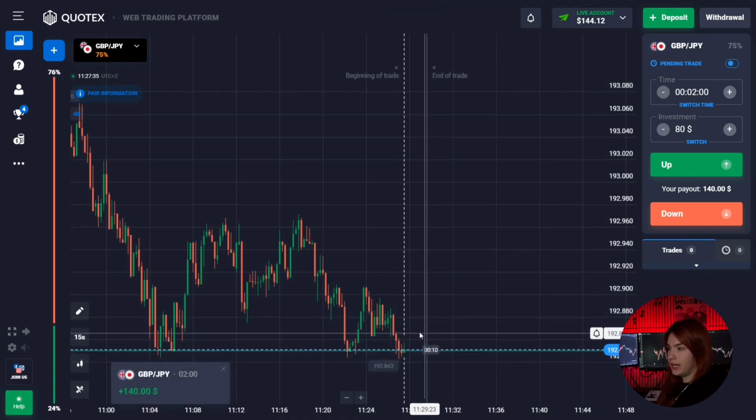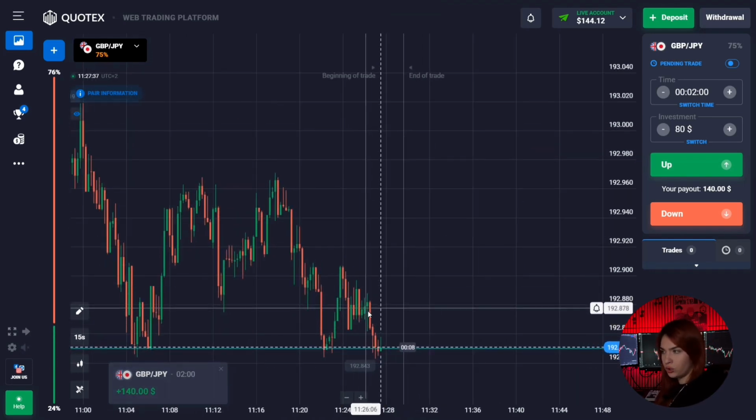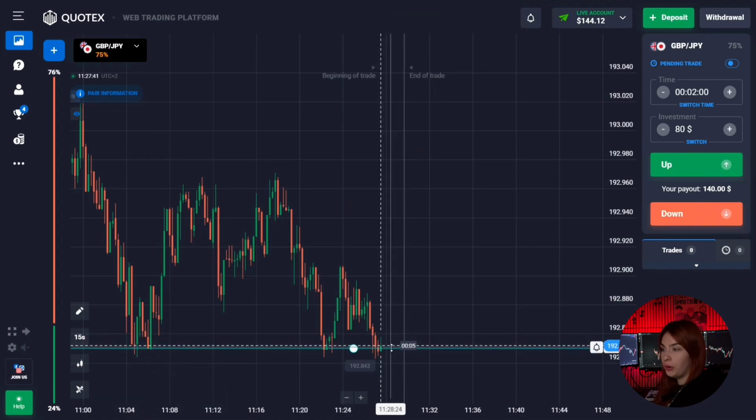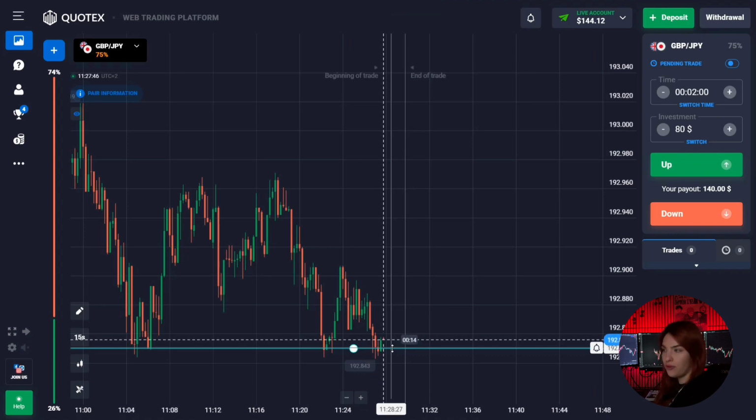Well, that's pretty good, guys. As you can see, the price really continued to move towards the level and we got the profit here. I have managed to earn on this downward movement. At the same time, 2 minutes was enough for us. I have correctly predicted the further price movement.